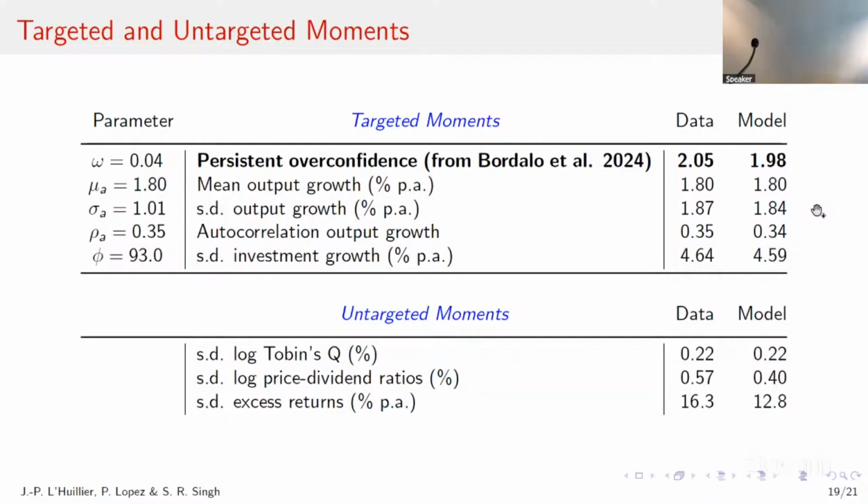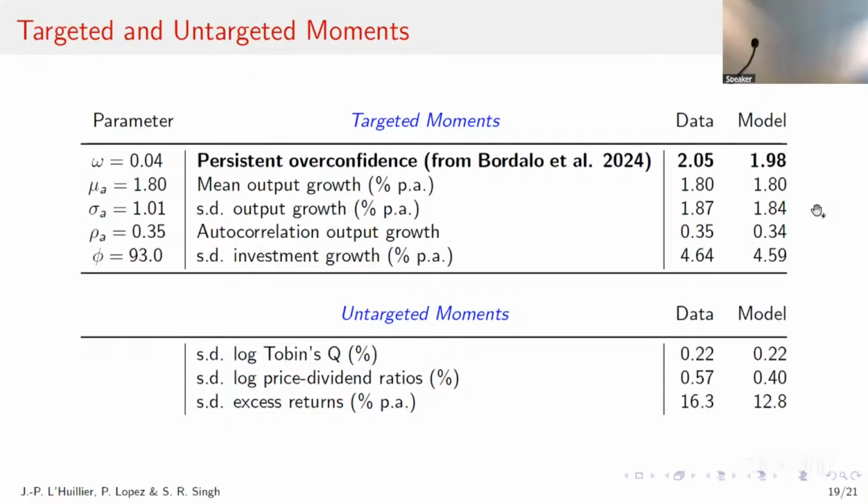Notice, a real rational expectations model would give you 0 here. It would give you much less volatility here. So you would be really off, and it would give you no excess returns, because rational expectations doesn't predict excess returns.